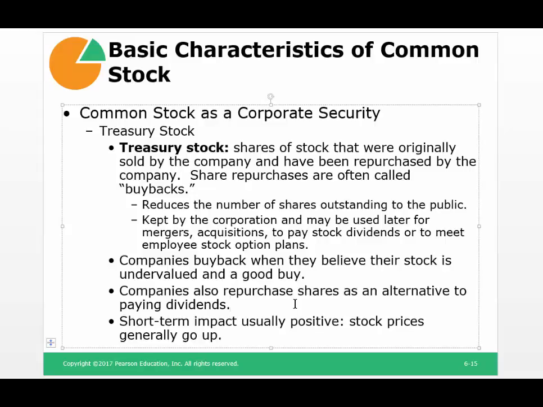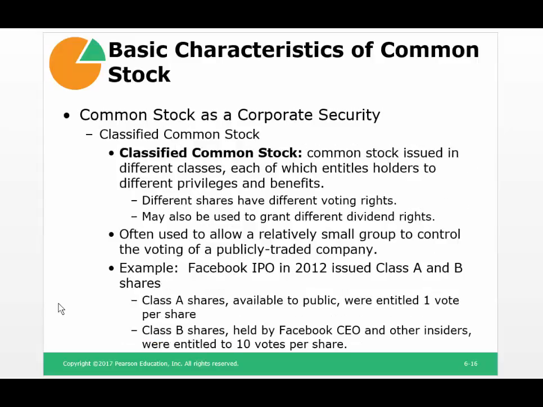So the short-term impact: if companies are buying back stock, that's usually a positive sign, and stock prices will typically tend to grow a little when a company repurchases shares.